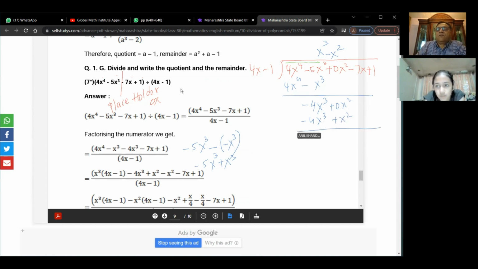Plus x square. When you take away, we have to take away, right? In division. So 0 minus, you get minus x square. Bring down the next term, which is minus 7x. Now, what should I multiply by?